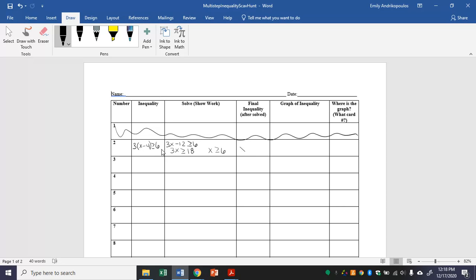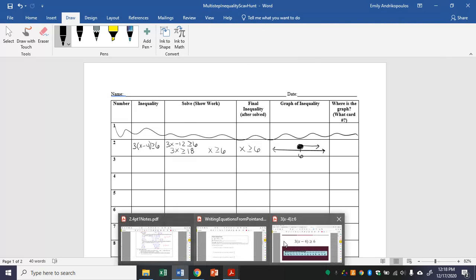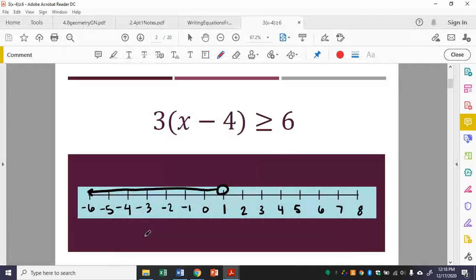That's what you write in this next box, your final inequality, what the inequality is that you're going to end up graphing. So once I have my final inequality, I'm just going to draw my simple number line here. I'm going to put my 6. I have a greater than or equal to symbol, so I'm going to have a closed circle. I'm going to color that in. And then if I have greater than or equal to, I'm larger than 6, so my line here is going towards the right. So if I go back, what I see here is not that graph.